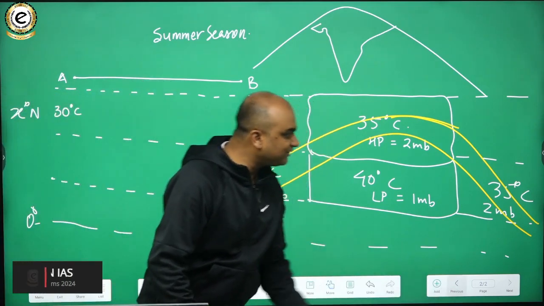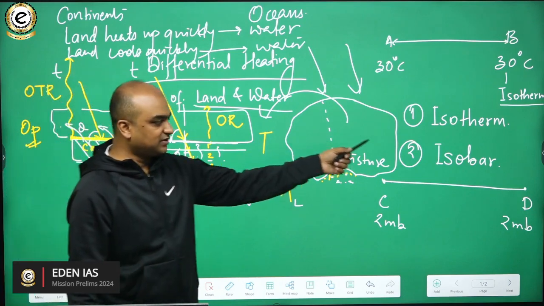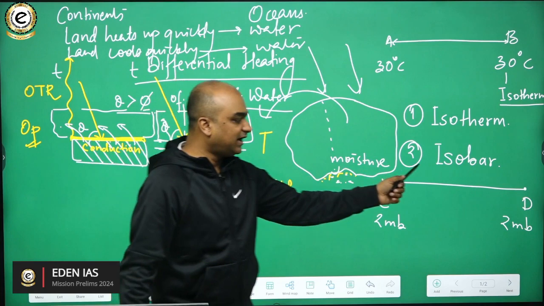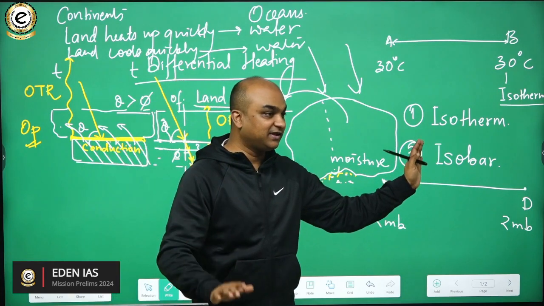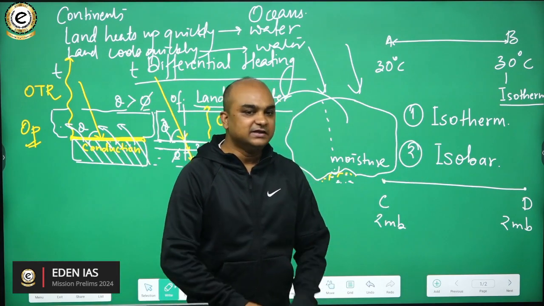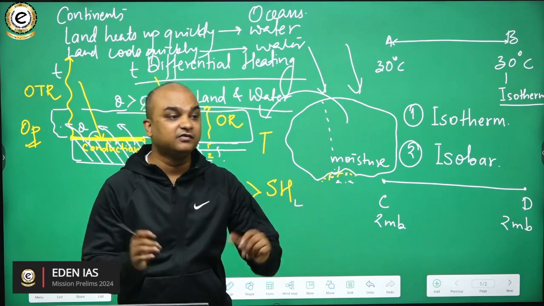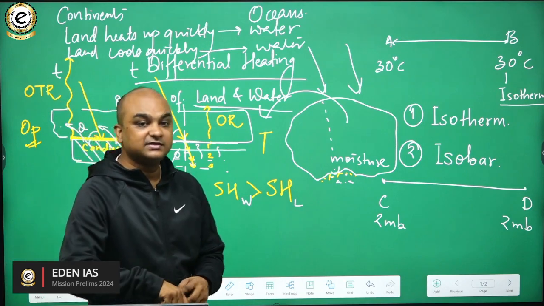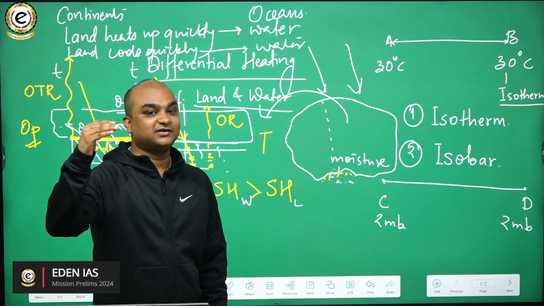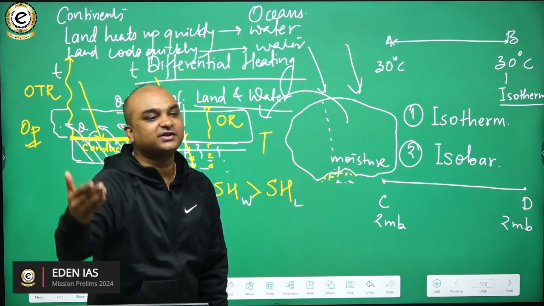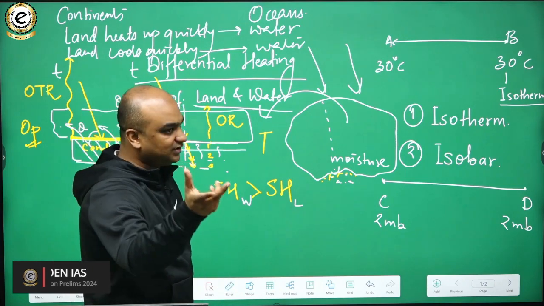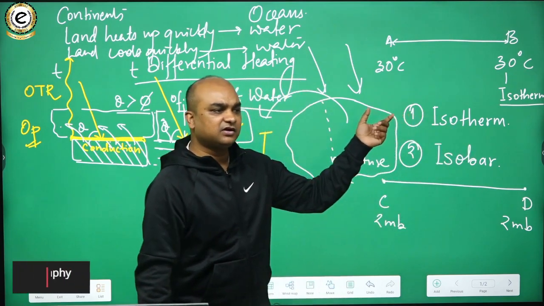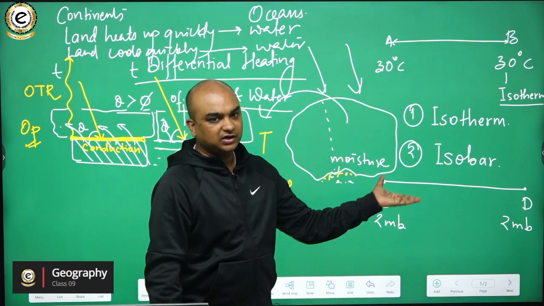Giving you a quick recap. I'm saying there are two important terms, isotherms and isobars. Isotherms, imaginary lines joining places having equal temperature. Isobars, imaginary lines joining places having equal pressure. Do you understand that? Temperature and pressure generally have an inverse relationship. Very carefully, I have used the word generally because we'll see that the subtropical high pressure areas are also the high temperature areas. So there are some exceptions to this. But generally speaking, temperature and pressure are inversely related. Higher the temperature, lower the pressure. Lower the temperature, higher the pressure.